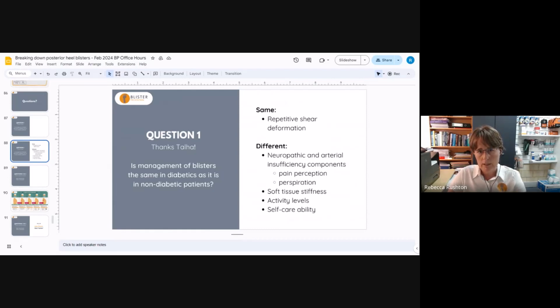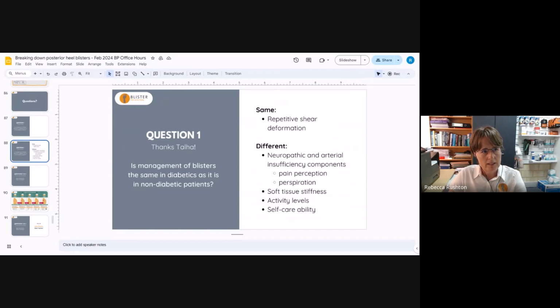Perspiration isn't an issue in diabetics that have autonomic neuropathy. So that's generally more of a non-diabetic aspect to blister formation. Soft tissue stiffness: the soft tissues and connective tissues in diabetics are stiffer. So basically an injurious amount of shear deformation will be lower in magnitude if your soft tissues are stiffer. So I hope that makes sense.